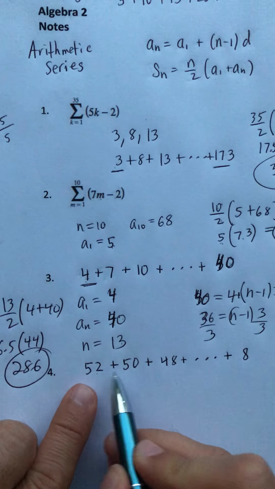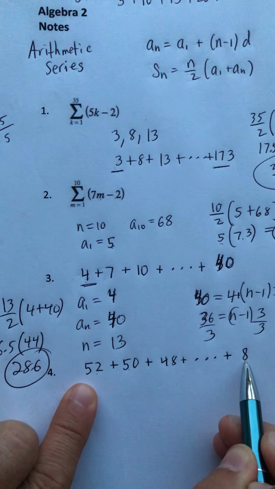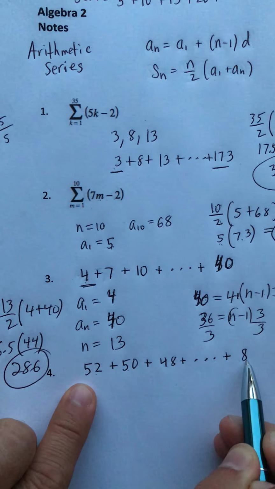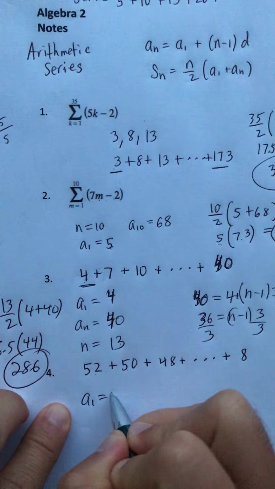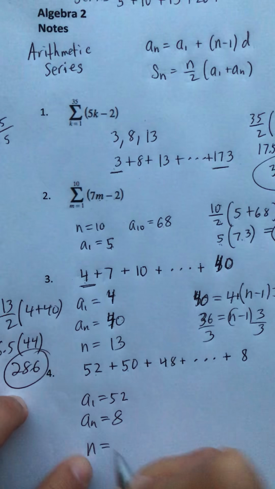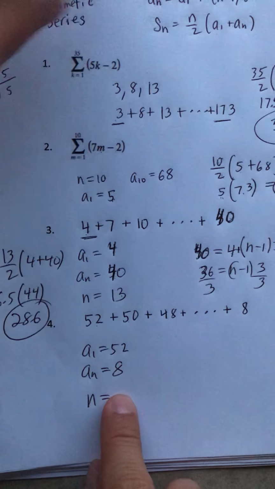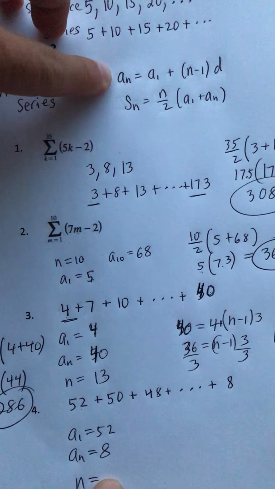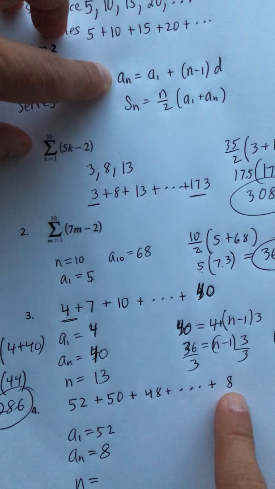I want to add 52 plus 50 plus 48 plus dot dot dot, some numbers missing, plus 8. So the last number of the sequence is 8. The first one is 52. So A1 is 52. The last number, AN, is 8. I don't know how many terms there are. I need to know n. So that's where this formula comes in. I'm going to plug in 8. I need to know which number term is 8.